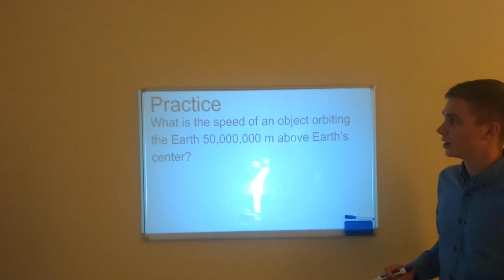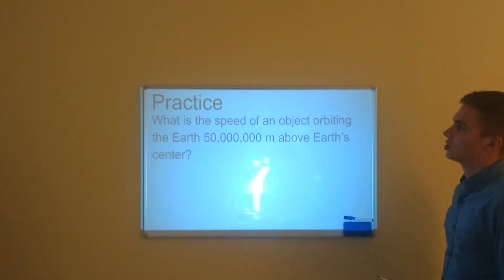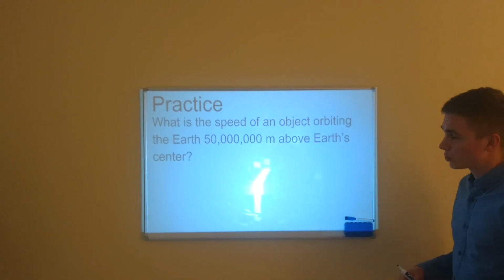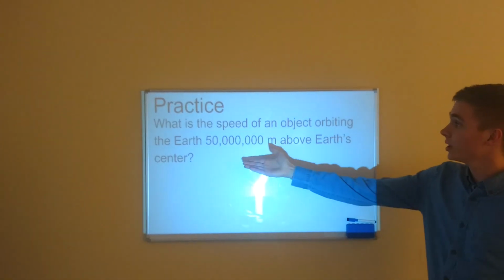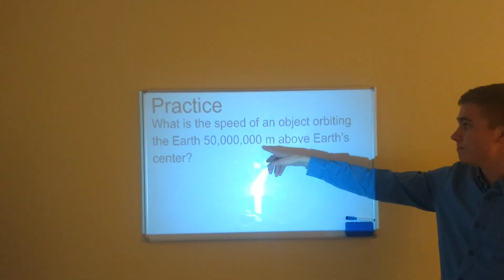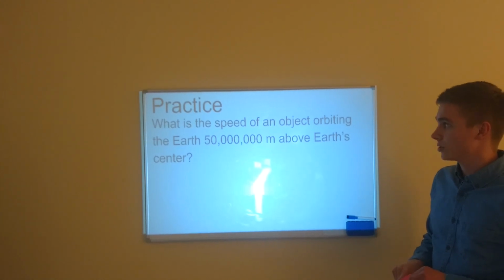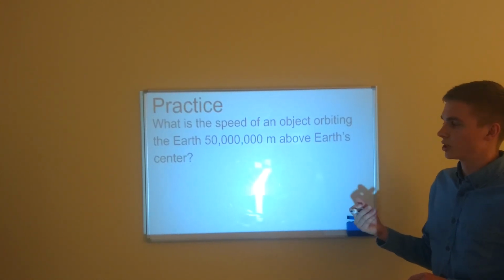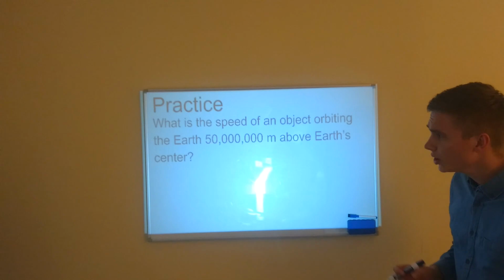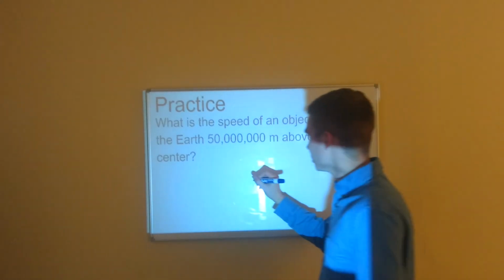So let's take a look at an example problem based on what we've learned today. What is the speed of an object orbiting above the Earth's center by 50 million meters? What is the speed of that object orbiting Earth? I'm going to start this problem by writing down the equation we just learned.